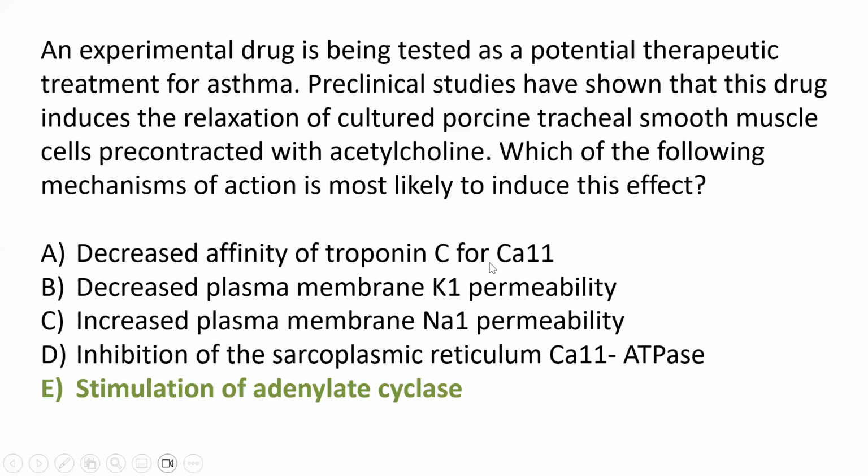Decreased affinity of troponin C for calcium is very wrong, because we don't have troponin C in smooth muscle. The calcium that enters the smooth muscle doesn't bind to troponin C. Decreased plasma membrane potassium permeability, we don't need this here. It's unrelated. And increased plasma membrane sodium permeability is also not related, so we ruled out these three.